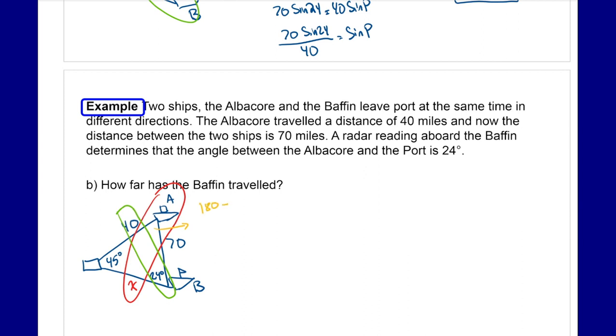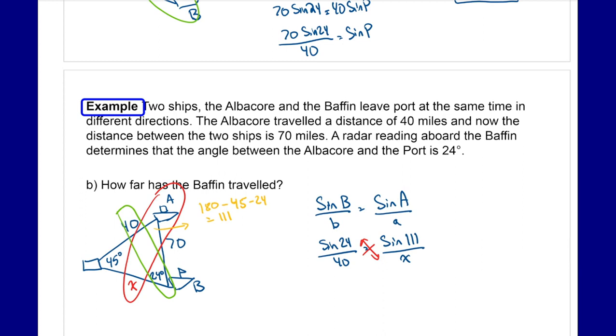I do still need to find this missing angle though, but luckily I do know the other two angles. So 180 minus 45 minus 24 is equal to 111. So now I know that missing angle there. Now I can go through and use my sine law. So sine of B over little b equals sine of A over little a. Sine of 24 over 40 equals sine of 111 over x.